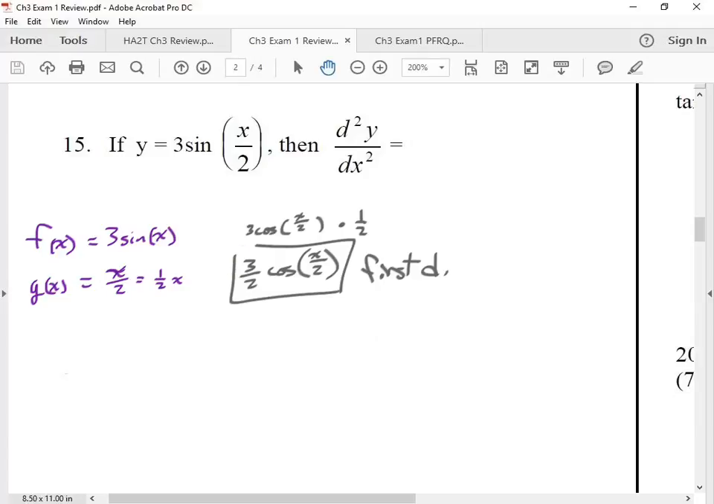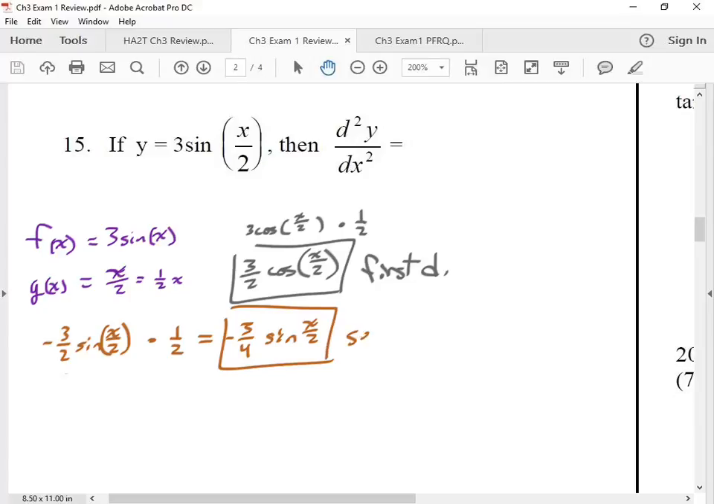Good question. Okay, so now I still have an inside function and an outside function. This time my outside function is 3 over 2 cosine, but the inside function stays the same. So let's take the derivative of cosine. What is the derivative of cosine? Negative sine. So I have 3 over 2 negative sine, and then I keep the x over 2 inside. I have to multiply this times the derivative of the inside, which is just 1/2. And so this simplifies to negative 3 over 4 sine x over 2. Boom shakalaka. There's the second derivative.